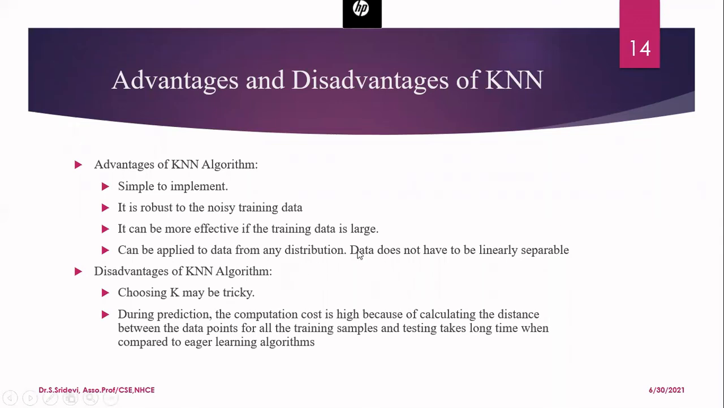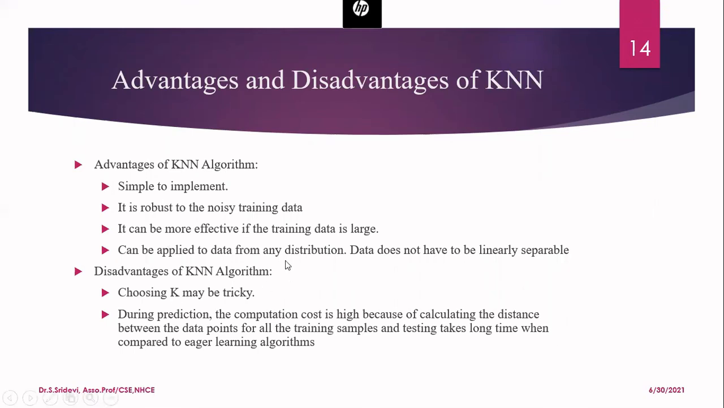For example, in some problems, we said that your data set should be linearly separable. Then only you can use that particular algorithm. Likewise, we have some limitations. Whereas when we consider KNN, we don't have any limitation like that. We can apply this to a data set from any distribution. It can be either linearly separable or not separable, you can apply it.